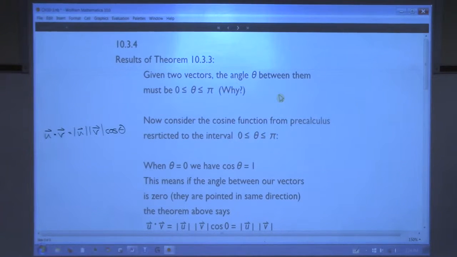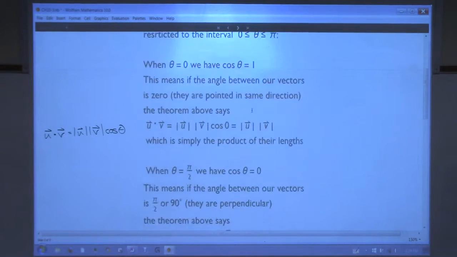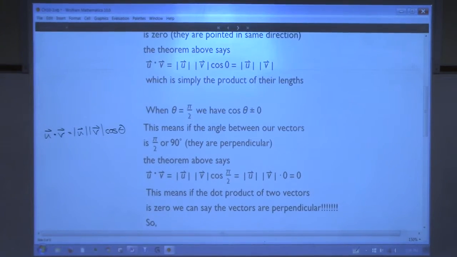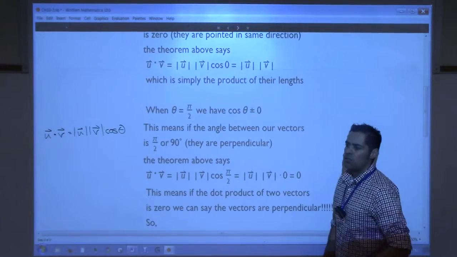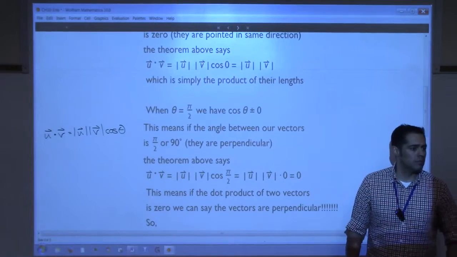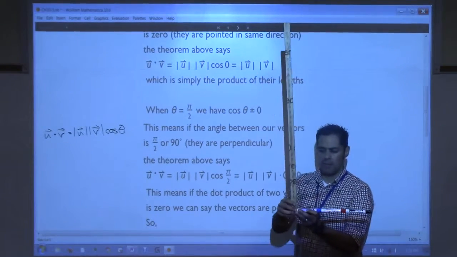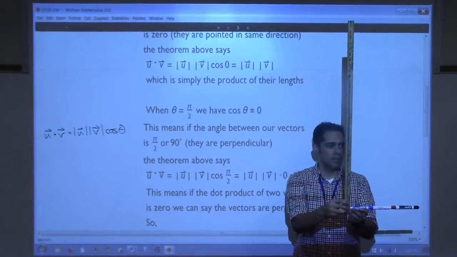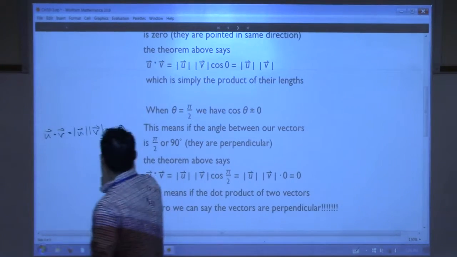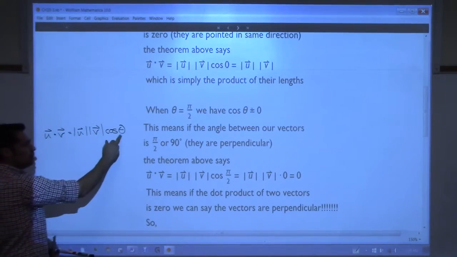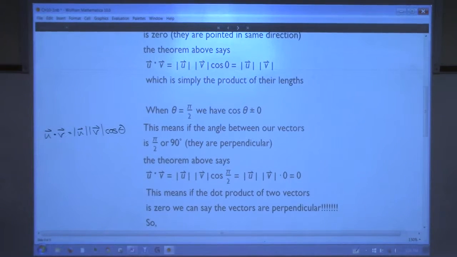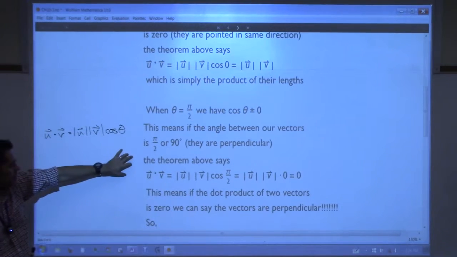Now let's look at another important angle. What if the angle between the two vectors is pi over 2? That means that they're perpendicular, right? And what happens to cosine at pi over 2? Cosine of pi over 2 is 0. And therefore, the lengths don't matter, right? The dot product is 0. And this is probably the biggest result we're going to have. I think I'm going to put it on the board here in a second.